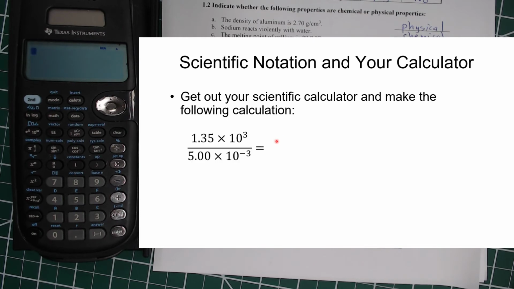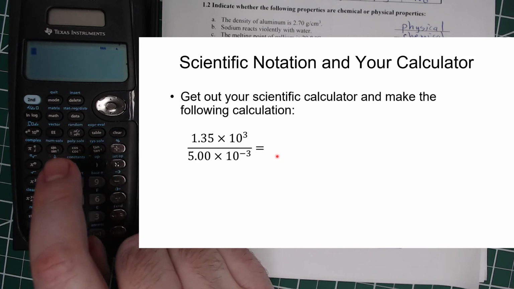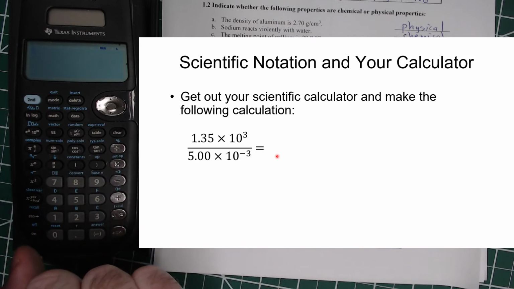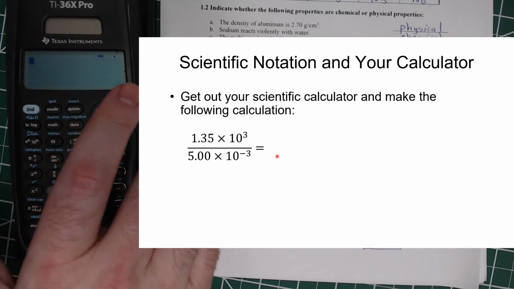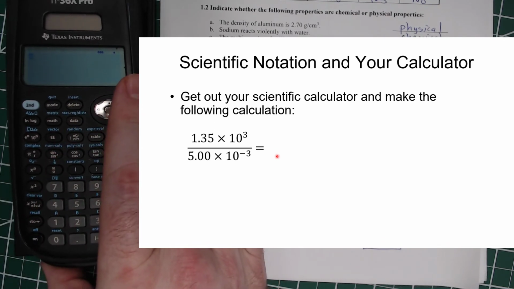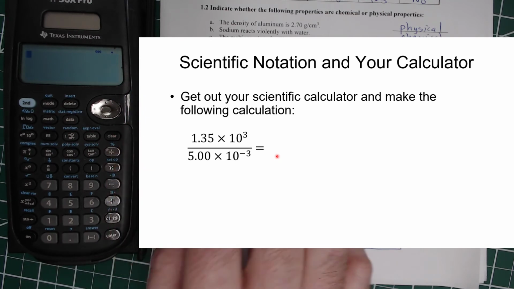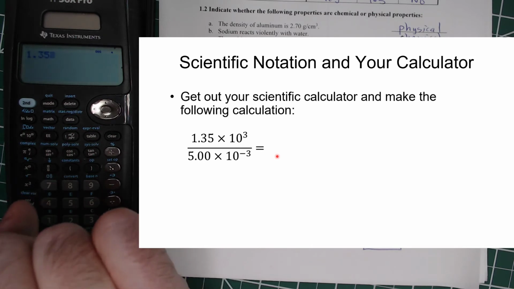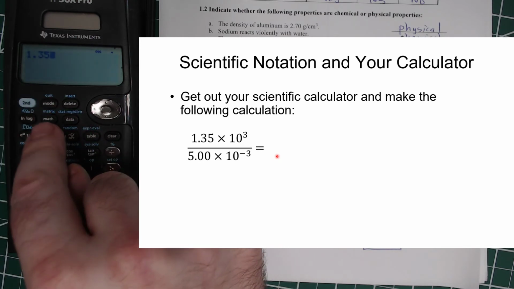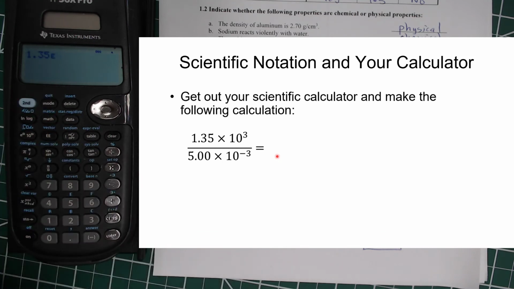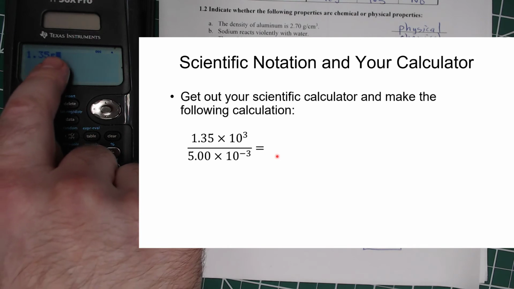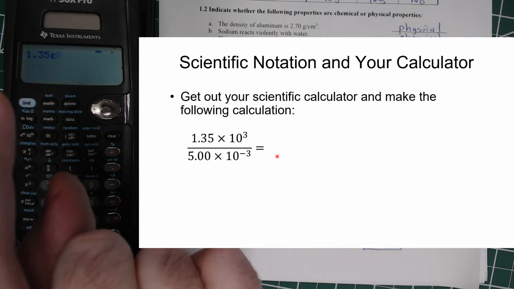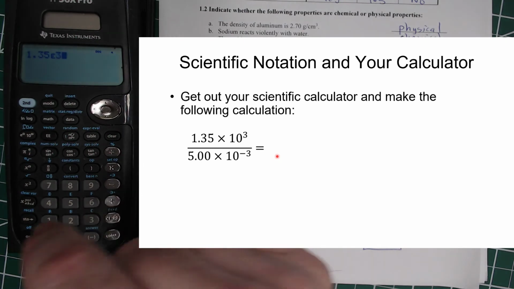So here we've got 1.35 times 10 to the third, and we want to divide that by 5.00 times 10 to the negative third. On this calculator, the TI-36X Pro, which is a nice little calculator, not very expensive, which is why I like it, we can enter that in as 1.35, and then instead of hitting times 10 to the, we can hit the EE button. When we hit the EE button, it gives us an E on the calculator. That E means 10 to the. And so here I'm just going to put 10 to the third.